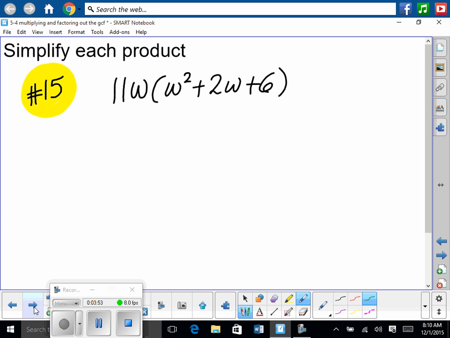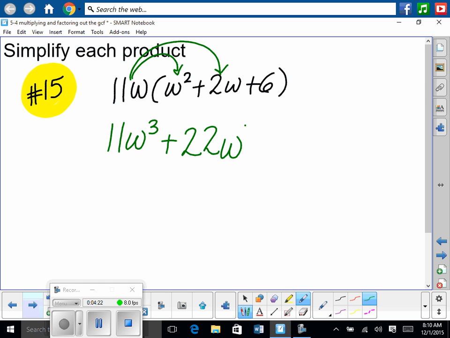Number 15. 11w times w squared plus 2w plus 6. I'm going to ask you once again, mathematically, what are we doing? Distributing. And what kind? Is it single distribute, double distribute, triple distribute? Awesome. So 11w times w squared is 11w cubed. You're awesome. 11w times 2w. Good, and it's positive, very good. 22w squared, I like that you didn't forget the squared part. That would be a big error there.